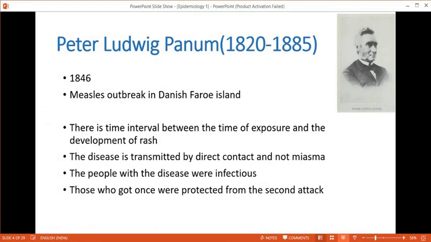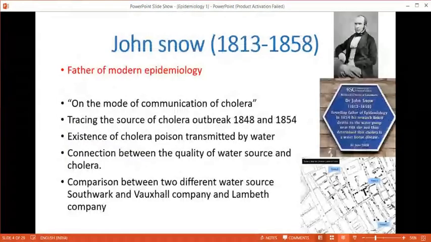Though he didn't name them separately, the first point, that there is a time interval between the time of exposure and the development of rash, is the incubation period. The person-to-person transmission, he found out how it is transmitted, and the secondary attack rate was established. All these terminologies were found out by Peter Ludwig before.